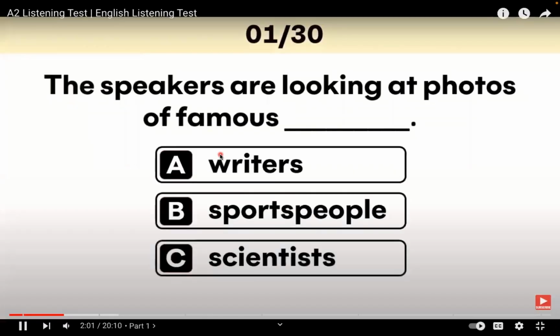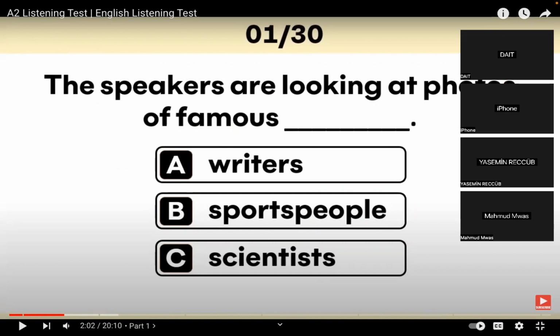Choose the correct option. The speakers are looking at photos of famous writers, sports people, or scientists. Which one is the correct answer? Yasmin, Mr. Sneem, Mahmoud. Writers. Writers, are you sure? Maybe.